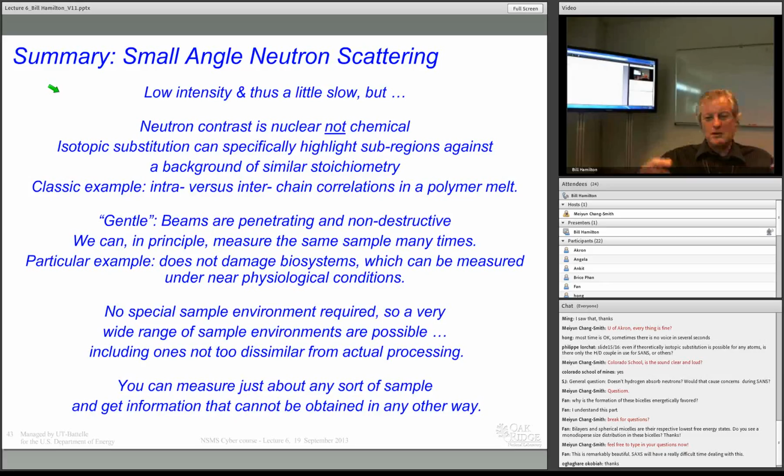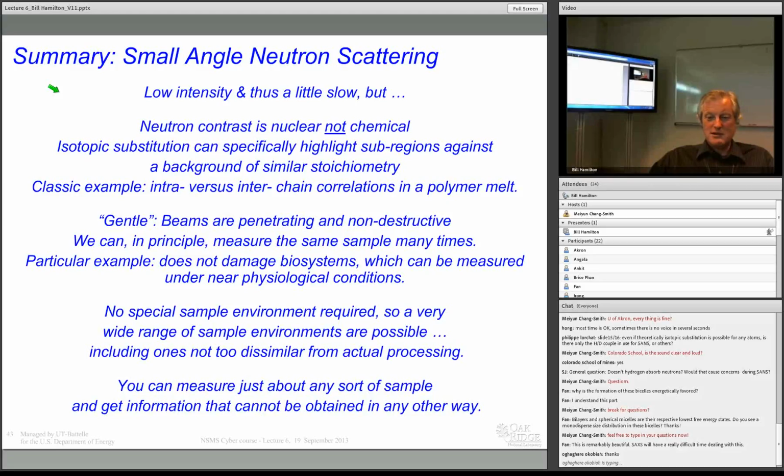And you can measure them under near physiological conditions. So no special sample environment is required. So whatever you can put into it works. And I've seen things that are basically little cells rotting. I've seen people doing scattering over quote-unquote shear cells that are the same things that measure the viscosity of dough. And literally they're little propeller wheels in little aluminium cans, and you just come into the side of those little propeller wheels and you measure the SANS scattering.